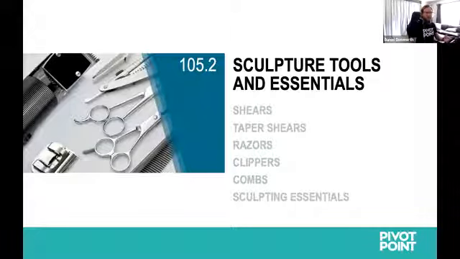So with this, as we go through sculpture tools and essentials, my goal is to really help you get a good understanding of the variety of different tools that we utilize in sculpture or haircutting. We're going to be talking about shears. We're also going to discuss taper shears and the relationships and differences that those have. We're going to look at razors as well as clippers, including even the discussion of trimmers. We'll also discuss some of the different types of combs that you can use and really break down a good understanding of the variety of essentials of information that go across all of these and factors that we'll discuss.